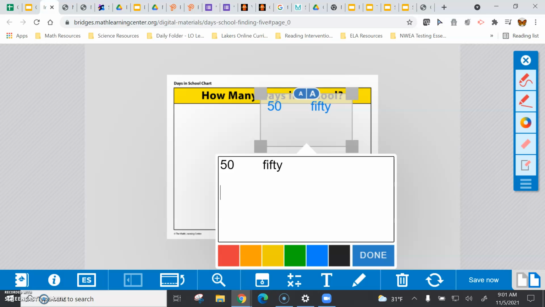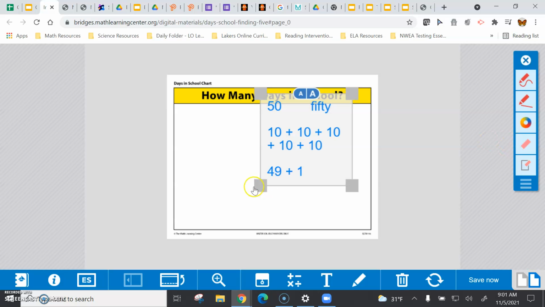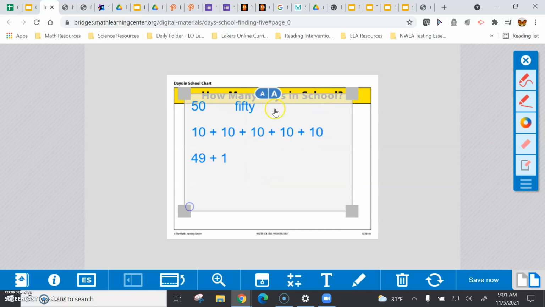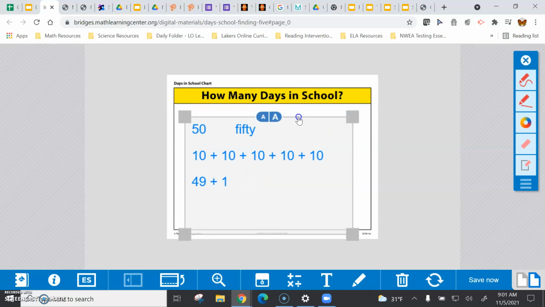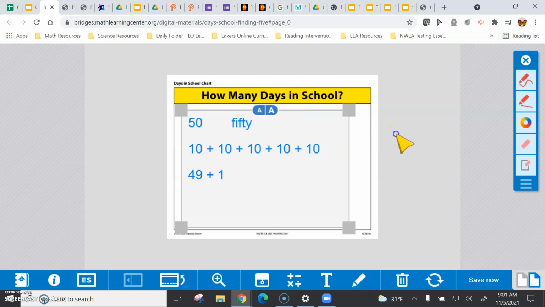We can say 10 plus 10 plus 10 plus 10 plus 10 equals 50. We can also say, 49 plus 1 equals 50. Fantastic. So we have a lot of different ways here to make the number 50.